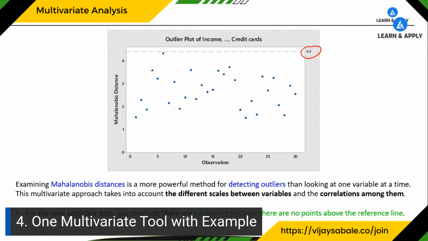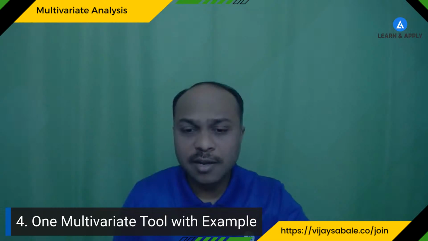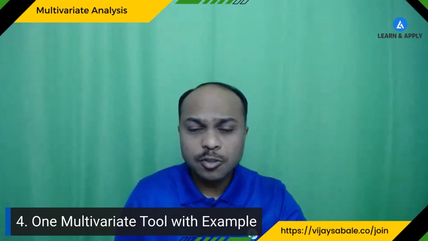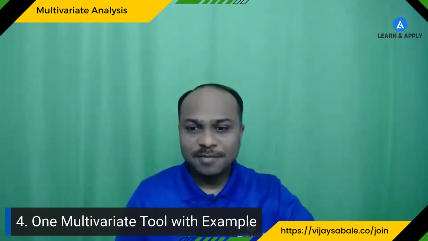The multivariate approach takes into account the different scales between variables and the correlation among them. For the loan applicant data that we studied, we can conclude that there are no outliers because there are no points above the reference line. If any point goes beyond this, then we can call it an outlier, right? So based on these important graphs and outcomes, we have very useful information that can be used to convert all the variables into meaningful principal components.